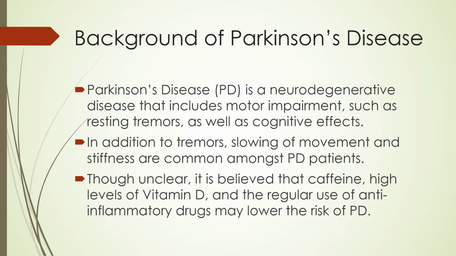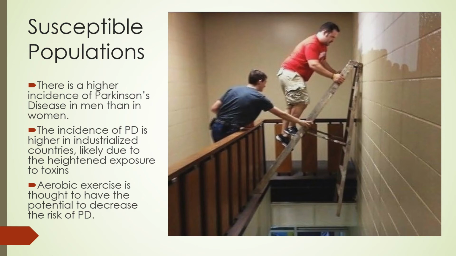In addition to these tremors, we can also have slowing of movement and stiffness, which are very common among Parkinson's patients. Though unclear, there are other variables that affect the risk of developing Parkinson's, such as caffeine, high levels of vitamin D, and the regular use of anti-inflammatory drugs known as NSAIDs.